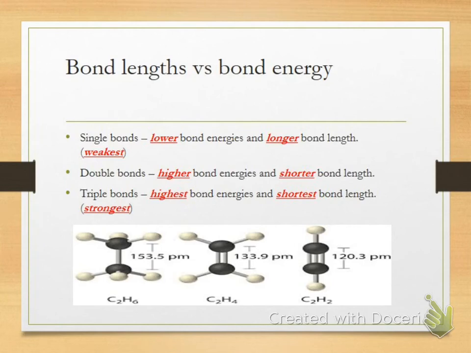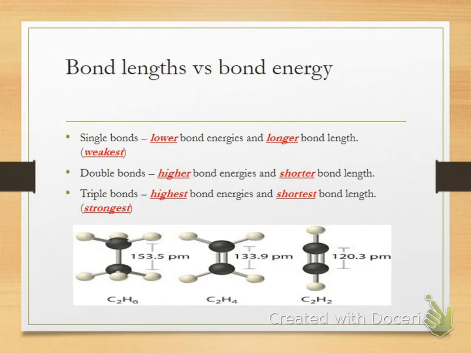So what about bond length and bond energy? Remember we said bond length is where the potential energy is minimized, and bond energy is how much energy it takes to break the bonds. Single bonds have a lower bond energy and a longer bond length. So the correlation is the shorter the bond, the higher the energy it takes to break it. And if you go back to the effect of the nucleus on those electrons, it makes sense.